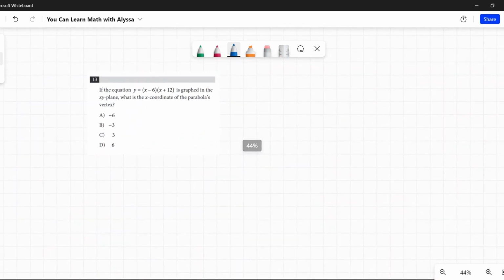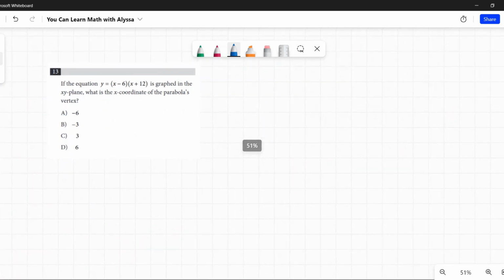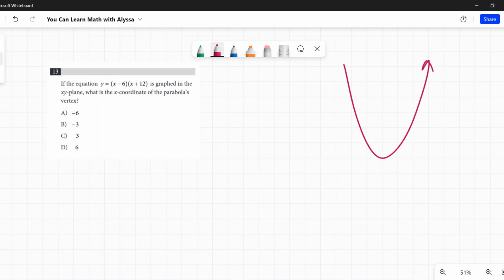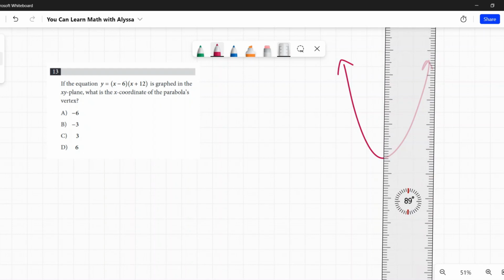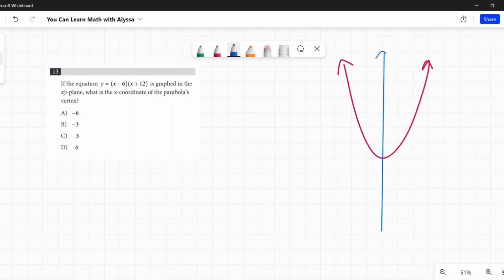Moving on, number 13. This is the last of the multiple choice. If the equation y equals x minus 6 times x plus 12 is graphed in the xy plane, what is the x coordinate of the parabola's vertex? The easiest way to do this is with the axis of symmetry. Every parabola has an axis of symmetry. It is a straight line that goes right through the vertex, and it splits the parabola perfectly into two symmetrical halves, hence axis of symmetry.